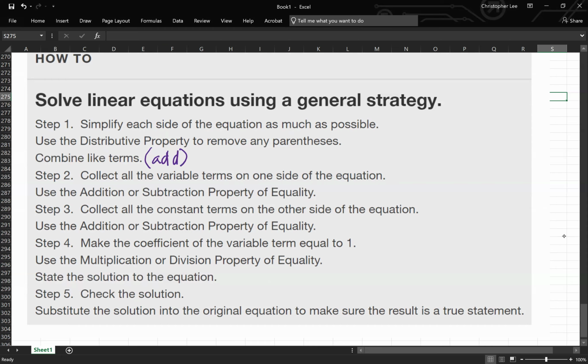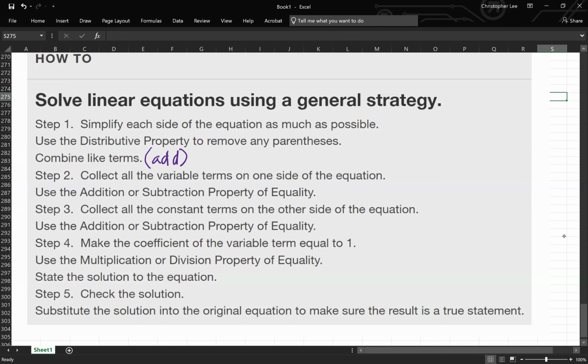So step 2, collect all the variable terms on one side of the equation, right? So we're trying to isolate the variable on one side. Use the addition or subtraction property of equality, right? Step 3, collect all the constant terms on the other side of the equation. Use the addition or subtraction property of equality. Step 4, make the coefficient of the variable term equal to 1.